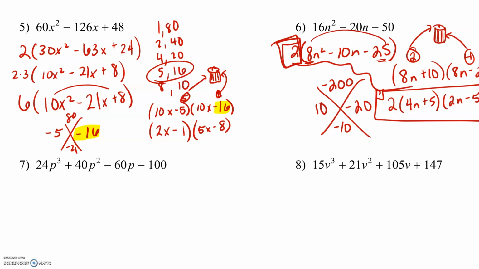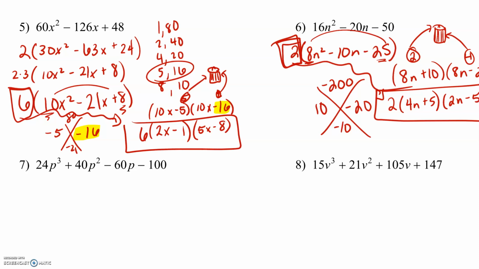And again, we can do the quick check. 2 times 5 would be 10, and 1 times 8 would be 8. So quick check checks out. We're not quite finished because remember we took 6 out at the beginning and he needs to be in the final picture.